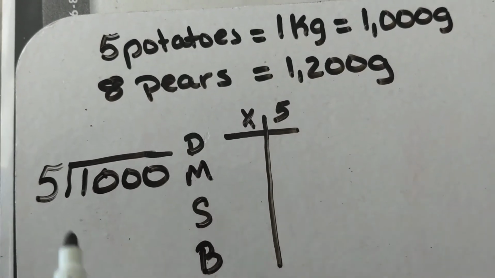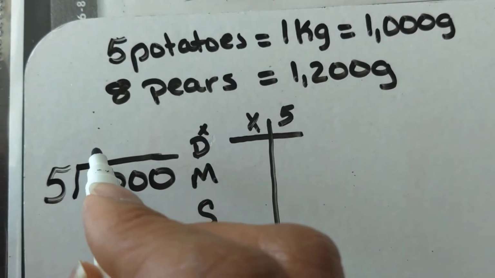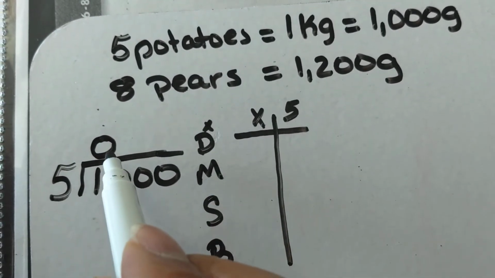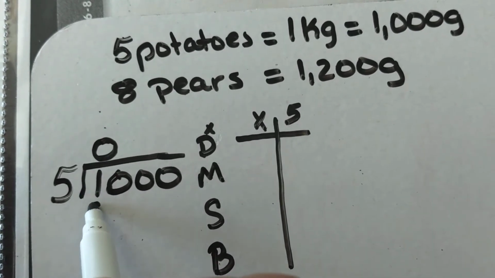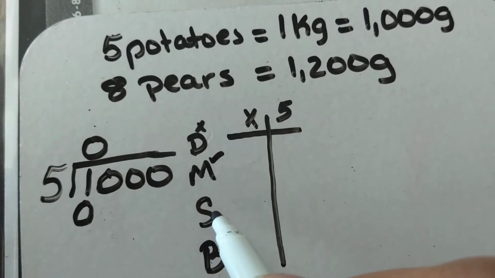Can I divide 5 into 1? No. So I put a little X here. If I put an X on my D, I put a 0 here. Now my next step is to multiply, and I do a touch method. 0 times 5 will give me 0. Just finished multiplying. My next step will be subtraction.